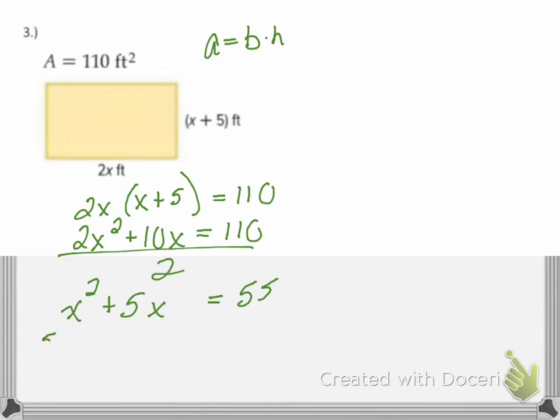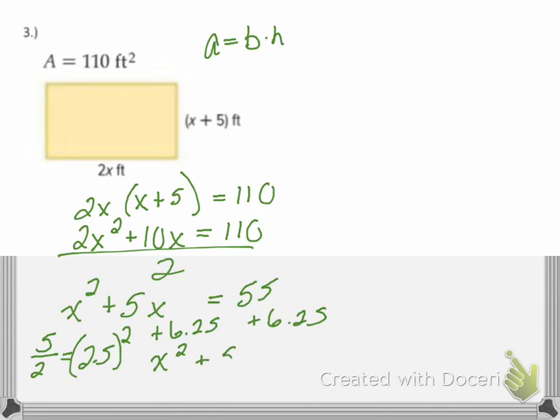So now I'll take the 5, divide it by 2, which does give me a decimal, that's 2.5, and I'll square it, and that's going to give me 6.25. So I'm going to go ahead and add 6.25 to both sides. So now I'll have x squared plus 5x plus 6.25 is equal to, let's see, what is that? 61.25.